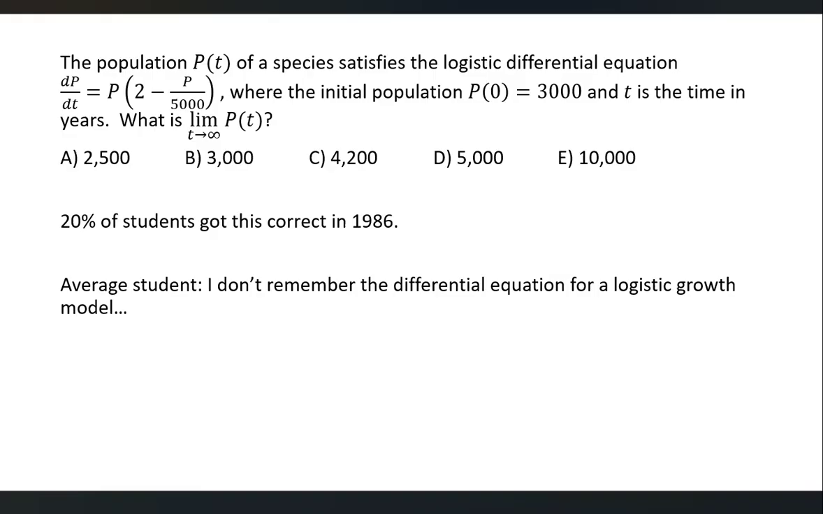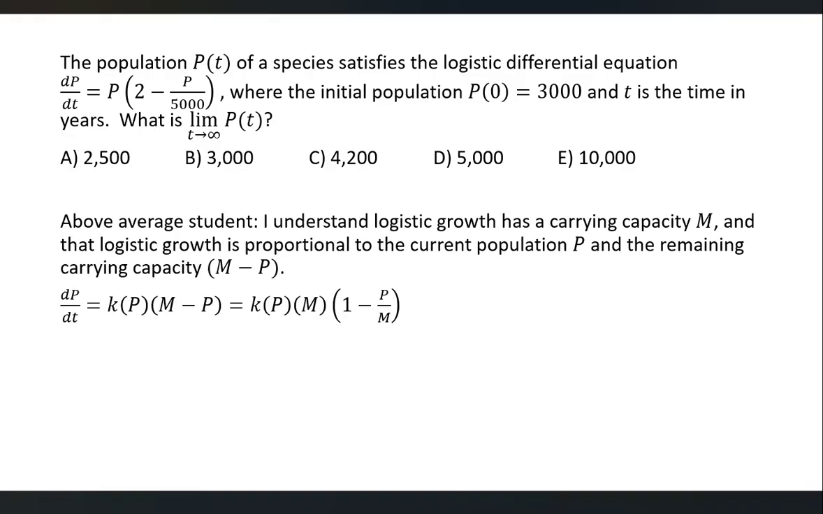It's important to know conceptually where that formula comes from. Then you can derive it yourself again. Common themes, if you've noticed in this video. So the above average student will understand and remember that logistic growth, first of all, has the term carrying capacity, if we call it M. That means it asymptotically grows to that carrying capacity. In the real world, there's limited resources, so that's probably why.